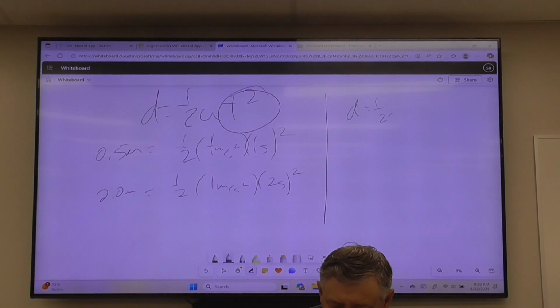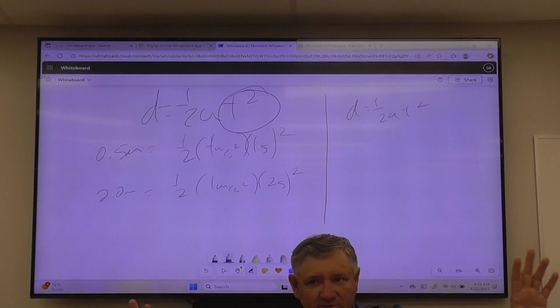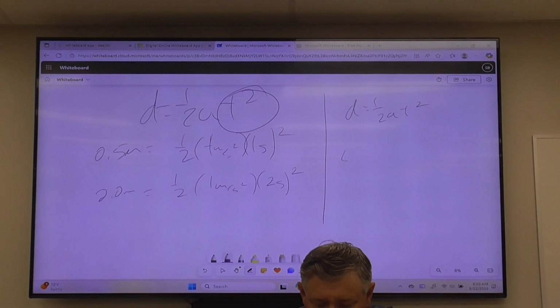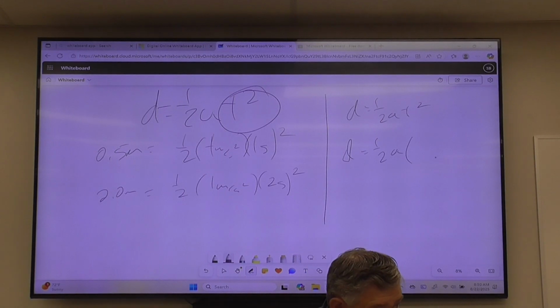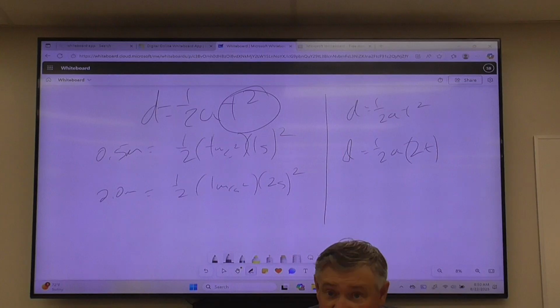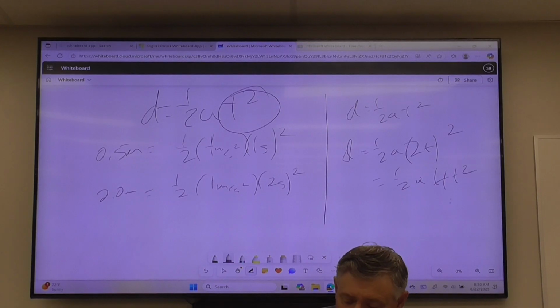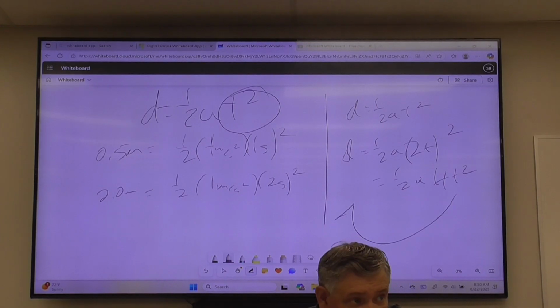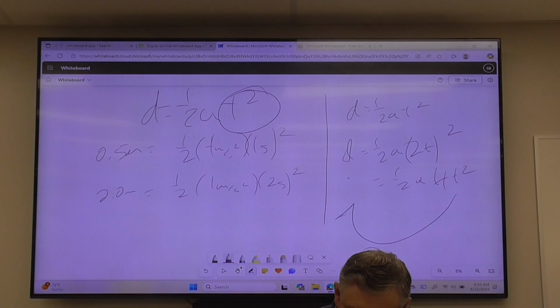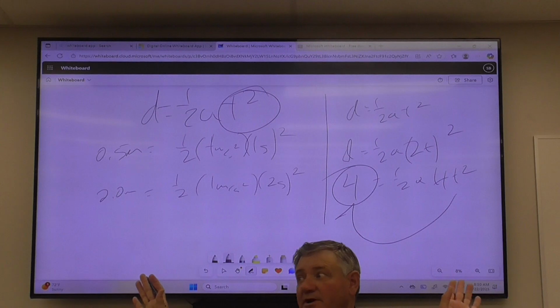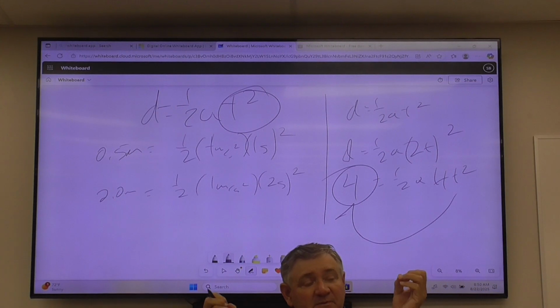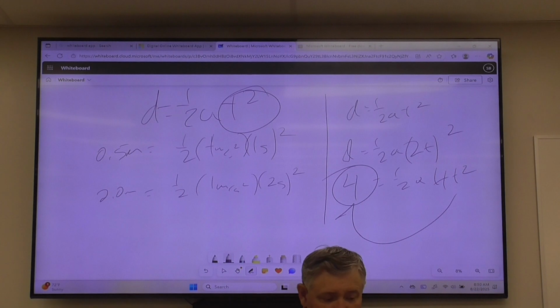Now, again, if you like the elegant approach to it, it's the same idea. You start off, you go 1/2 at squared, that's my initial condition. Then I'm going to have 1/2 a, but time is going to get doubled, 2t, but that's going to get squared. So that becomes 1/2 a 4t squared. So therefore, to balance out, the distance has to go up by a factor of 4. Okay? Pick one. I don't care. Pick the method that makes the most sense to you.